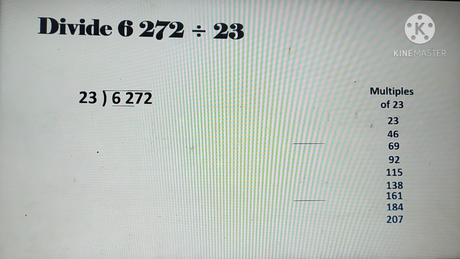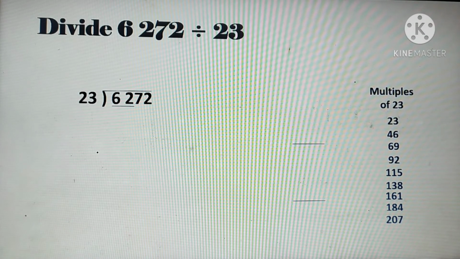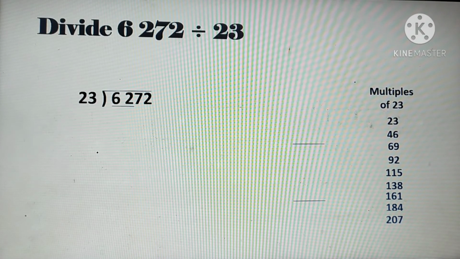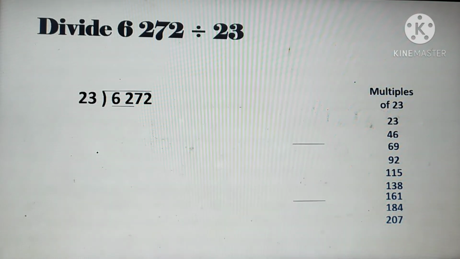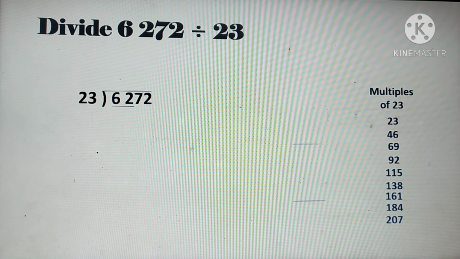So since we cannot divide the first digit by our divisor, which is 6 divided by 23, we need to proceed to the second digit so that we can have 62 divided by 23. And here in the list of multiples, you can see that we don't have 62 there. So the number which is smaller or lower will be considered. So we have 46, and 46 is the second multiple. So 62 divided by 23 is 2.